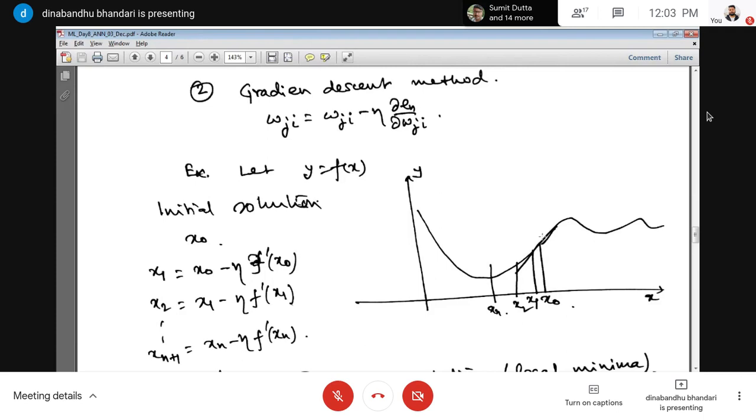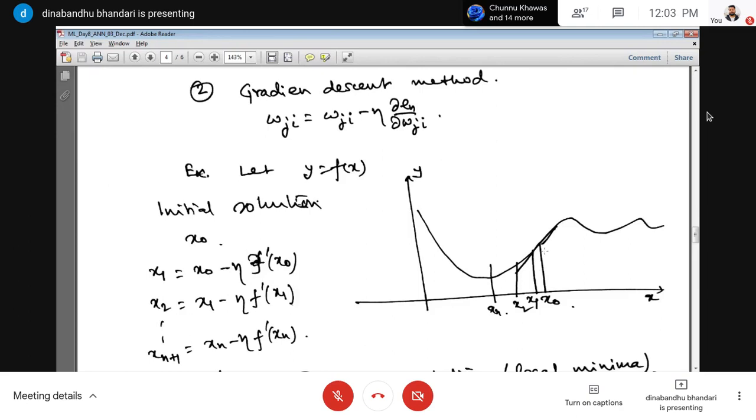When you draw the tangent, what is its direction? If y equals f(x), then the tangent is f dash x0, which is the value of the gradient here. So you go in the opposite direction. x0 is the current value, and you go in the opposite direction, minus f dash x0. Now, what is the step? You have to jump something. That eta is the step. So you multiply f dash x0 with some constant value, like 0.1, a small value in general, and subtract it. This eta is always constant.